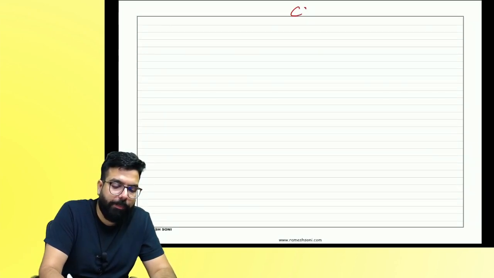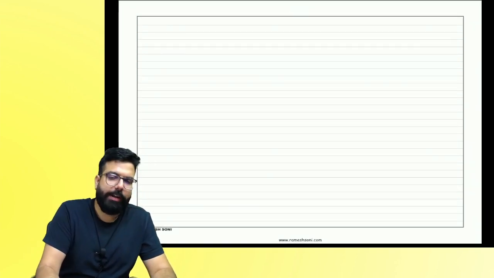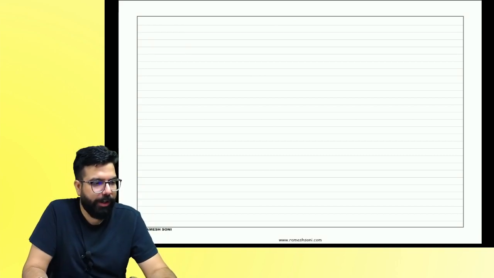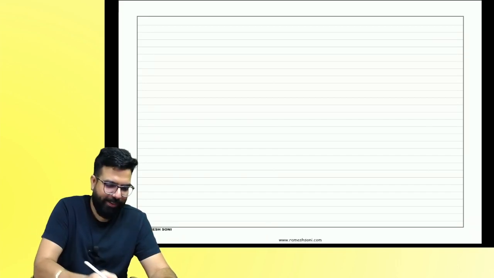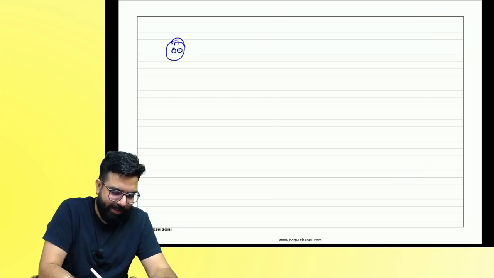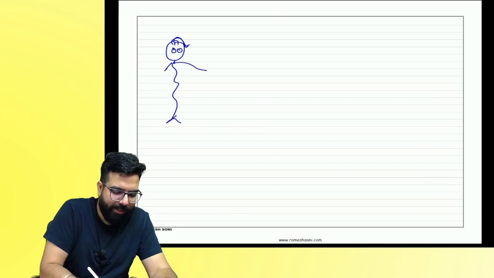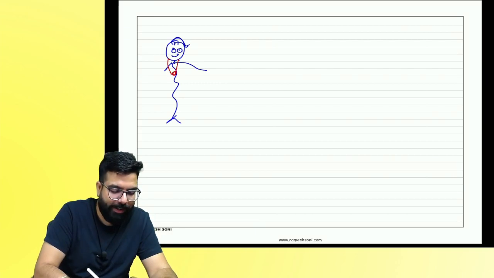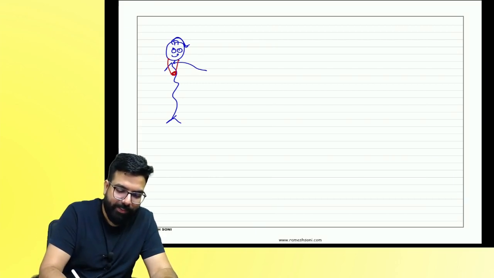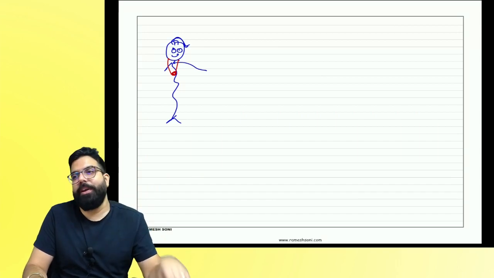I taught you what is composite supply. Okay, tell me one thing. We will draw one example. Ravi bhai. This is Ravi. What happened to Ravi? Hey, this is not looking like Ravi. Wait. Correct.